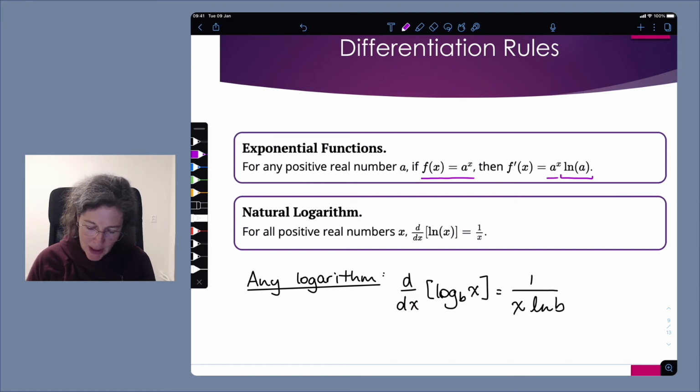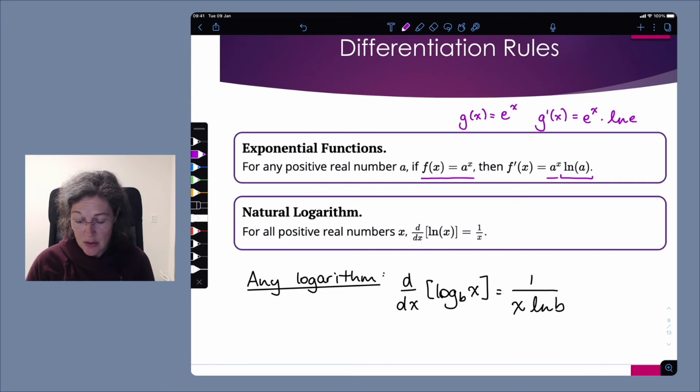Let's have a look. If my function g of x is e to the x, and I take the derivative, what do I get? Well, it's going to be e to the x times the natural log of, so I'm base e here, so it's going to be natural log of e, but we know that the natural log of e is just 1. So this is actually just equal to e to the x. So this is the strange thing, that the function y equals e to the x, at every point, the slope of the derivative is equal to the function itself, which is kind of weird.